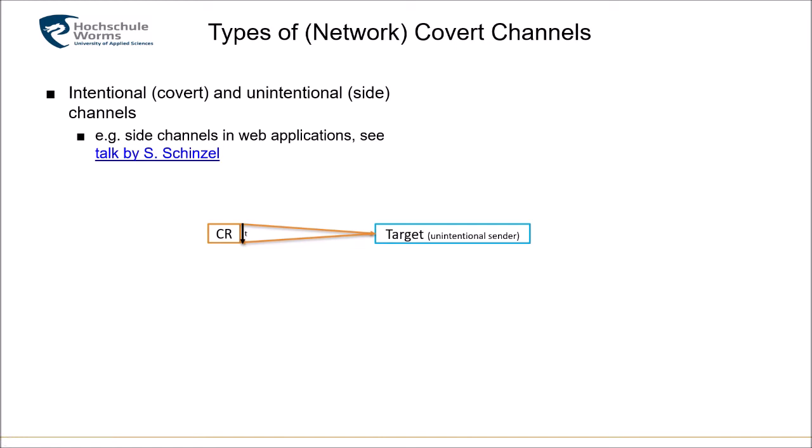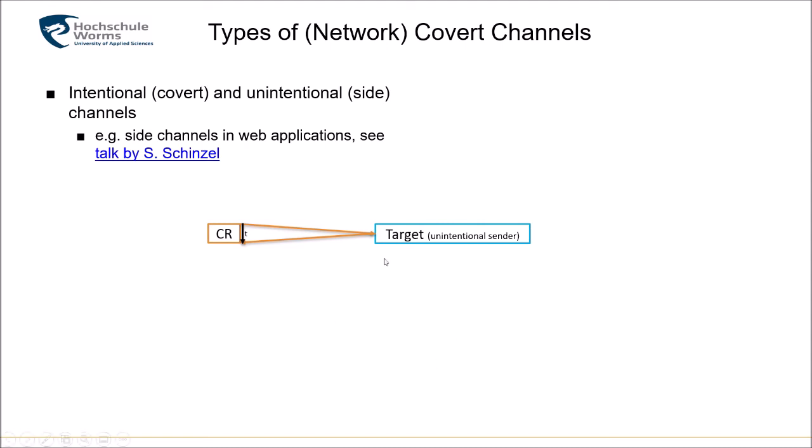The intentional versus unintentional, or side channel, distinction is next. So the side channels are a subtype of covert channels. They are covert channels that send without having the intention to send information. There's interesting work by Sebastian Schinzel from a few years ago, and I linked his talk here. I just want to show some central idea here.